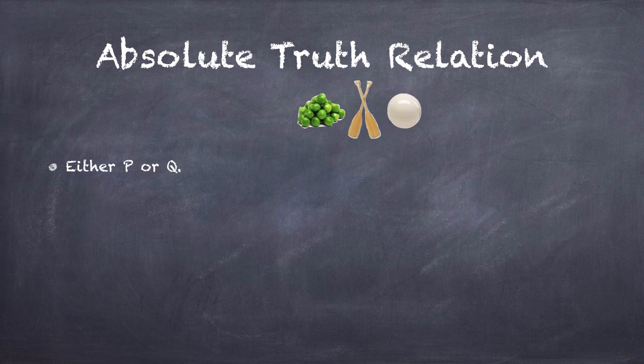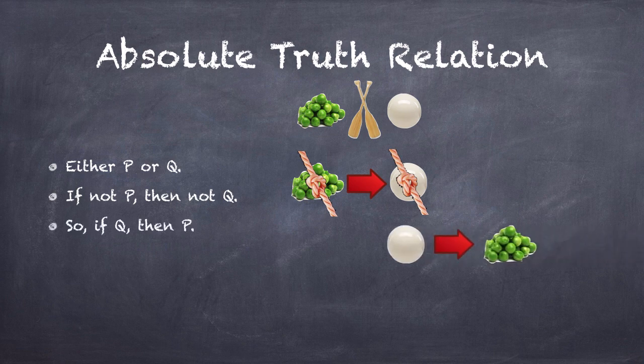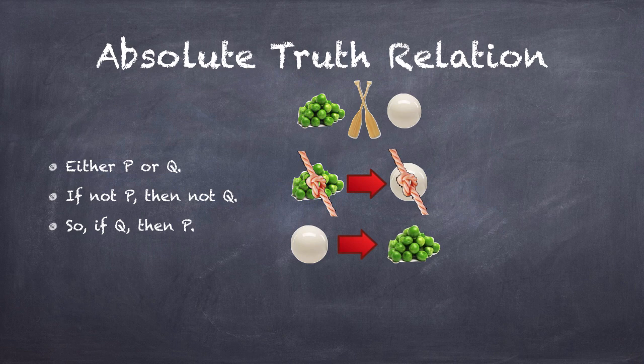So our first step is to state that P is subcontrary to Q. We use a disjunction for that. Our second step is to state that P is necessary for Q. We use a conditional for that, if not P, then not Q. Our third step is to infer if Q, then P. We infer this from the previous conditional.